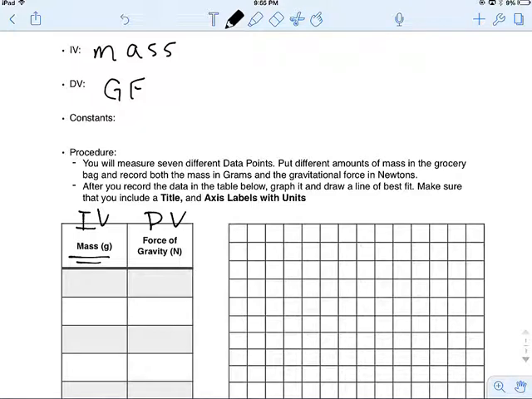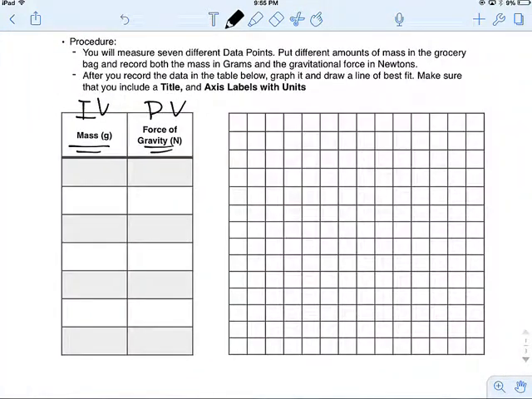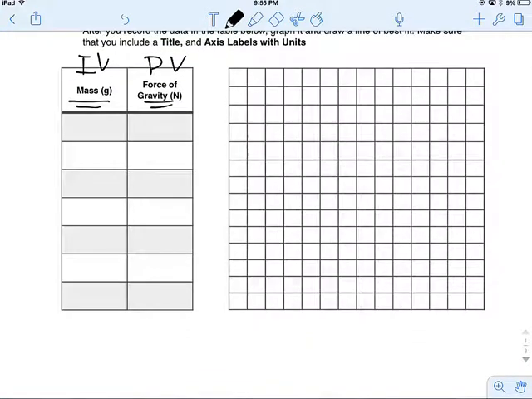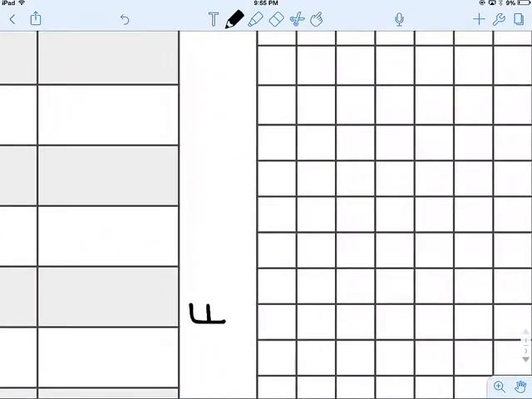Now, before we go into how you're going to do this, I do want to go ahead and show you guys when you go to make your graph, okay? Remember that your IV needs to go down here across the bottom of your graph. When you label this, you need to label mass, and that's going to have to be in grams. Remember that your DV always goes on the side. So I'm going to label this, we're going to call that force of gravity. I'm just going to label F of G, and that's going to be in newtons.